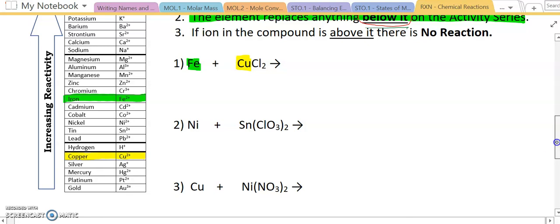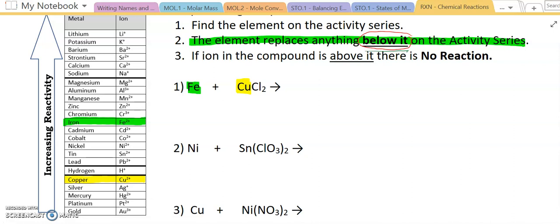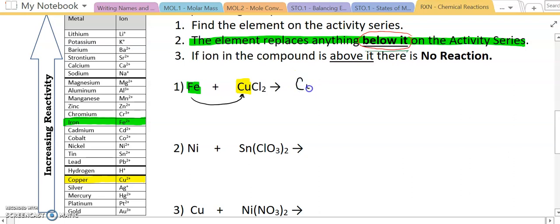If this reaction happens, then iron is going to come over here and it's going to kick copper out. So copper is going to be an element. What do I know about an element? An element is going to be the symbol only. So if I am writing this, I don't have charges, I don't have subscripts, it is just going to be my symbol.